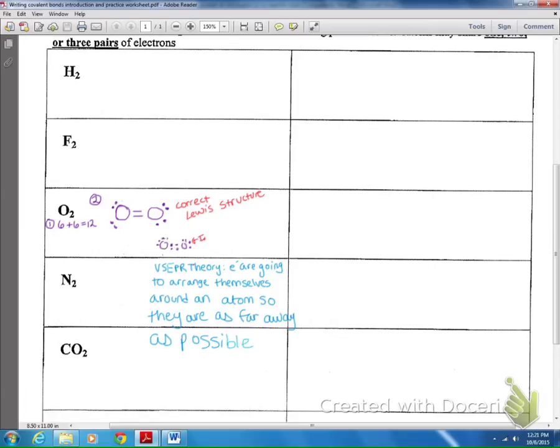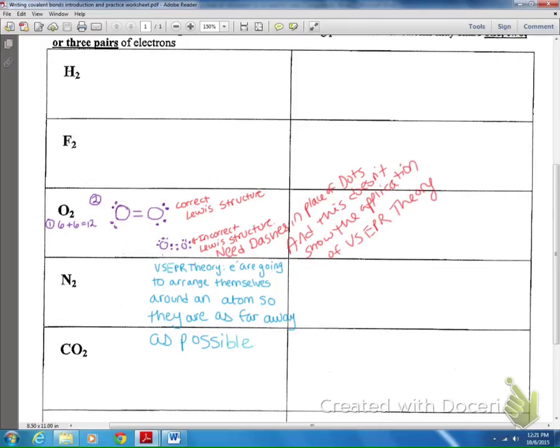If you keep your Lewis structure like that, that is considered the incorrect Lewis structure, because first of all you need dashes instead of dots, and then you also need to make sure that you're applying the VSEPR theory and showing those electrons moving around.